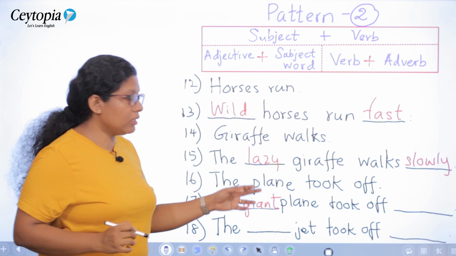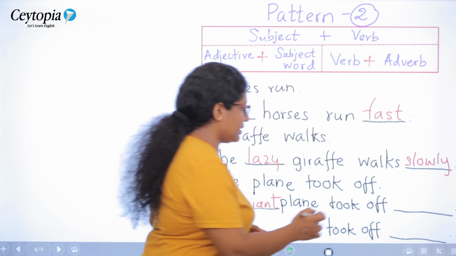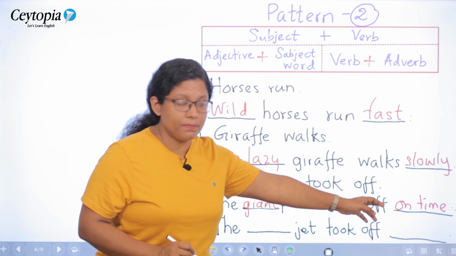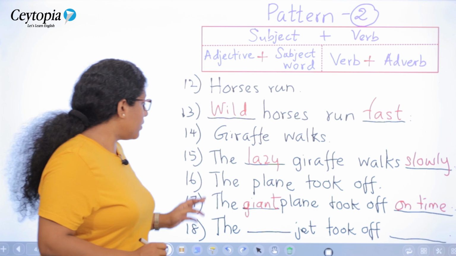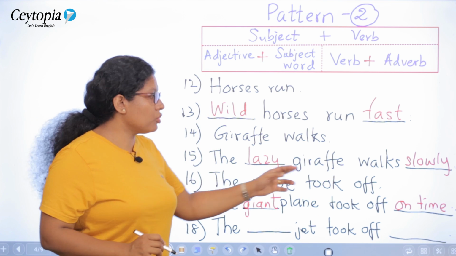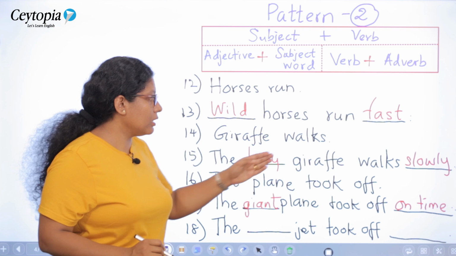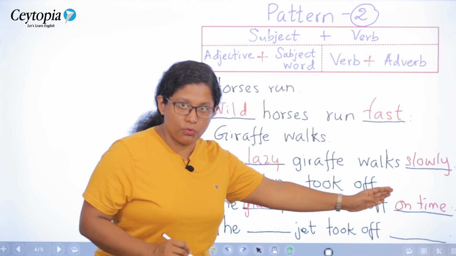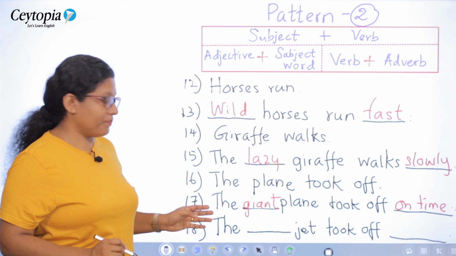The giant plane took off on time. Let's say on time. This is an adverb which describes the time. The giant plane took off on time. The plane took off. The plane is the subject. Took off is the verb. When you add the adjective and the adverb, you get further information.